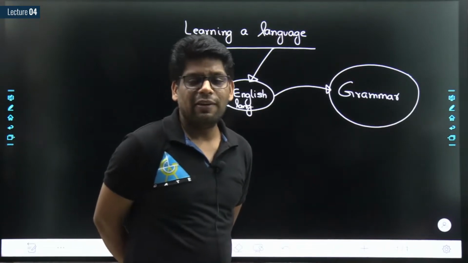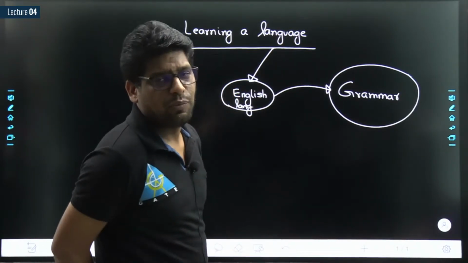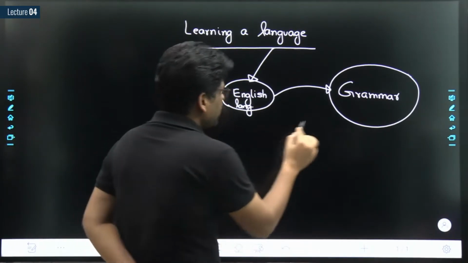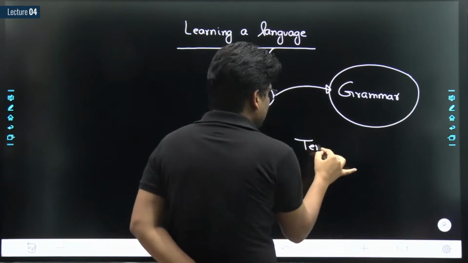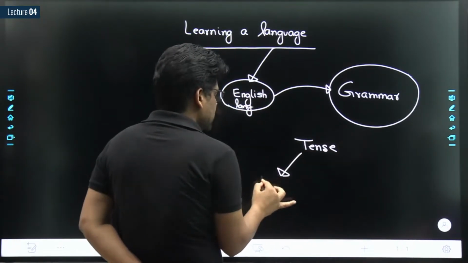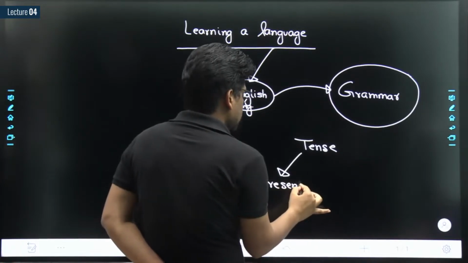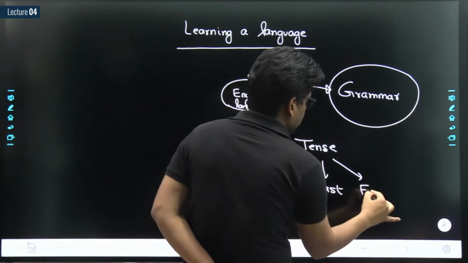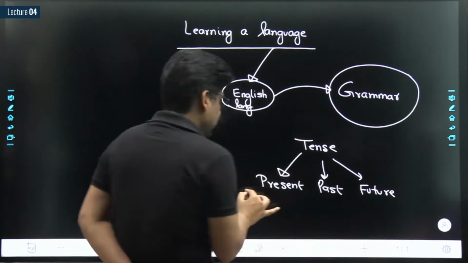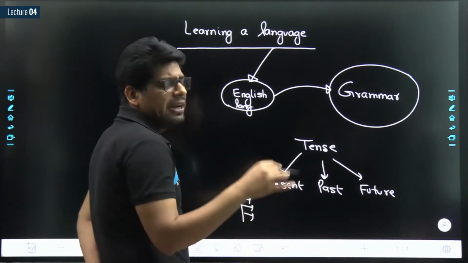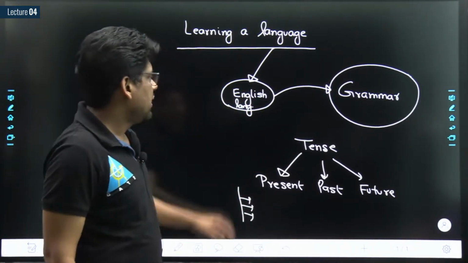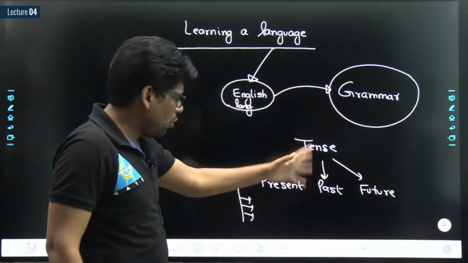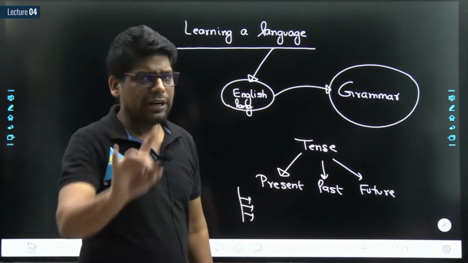On the very first day of grammar, what did they used to teach us? They used to tell us something about tense. And then they start: present, past, and future. Then within it, continuous, indefinite, all that. Sir, learning a language means learning grammar. But what is grammar? Again, don't get confused. What is grammar?